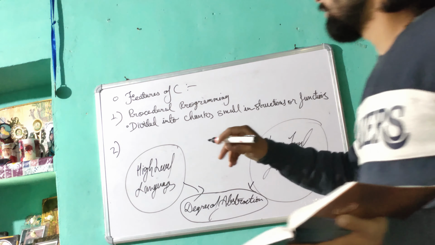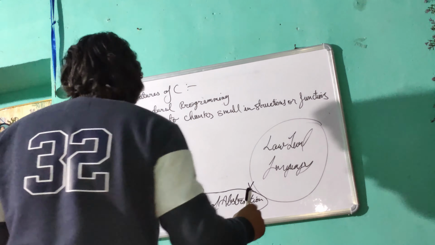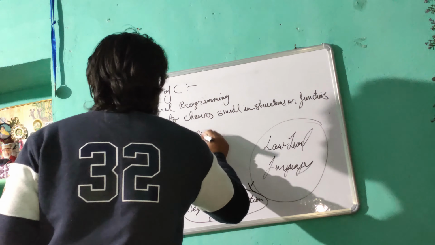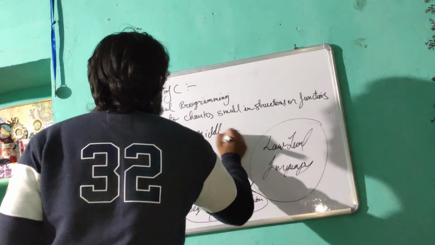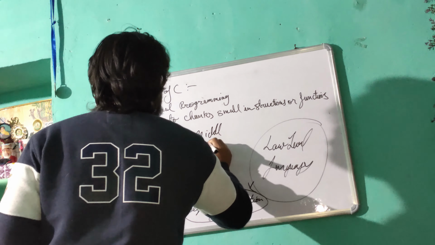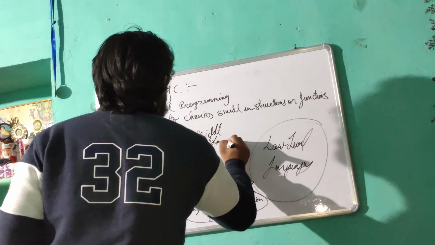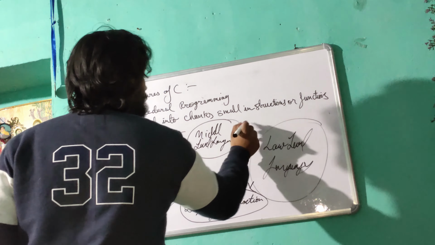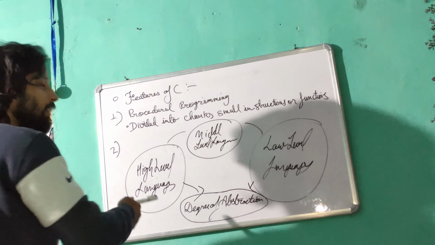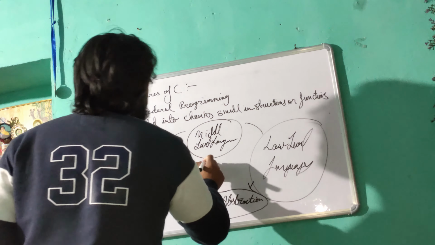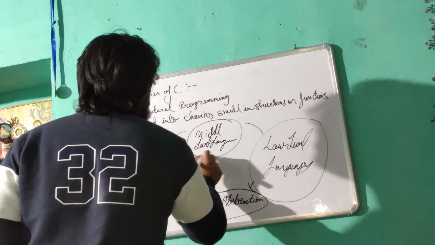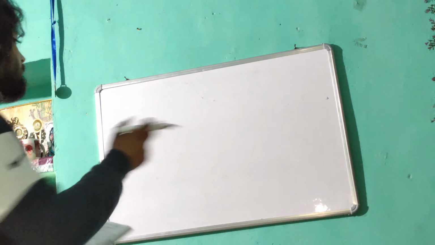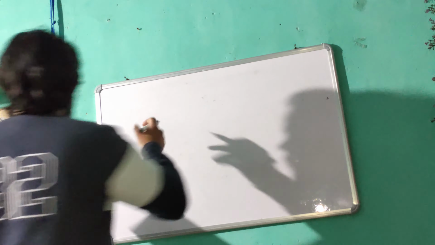So there comes another segment that's called middle level language. That is located between high level language and low level language, and C is a middle level language. Moving towards our next topic, that's the character set of C.